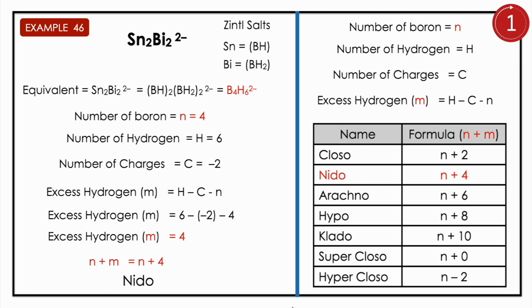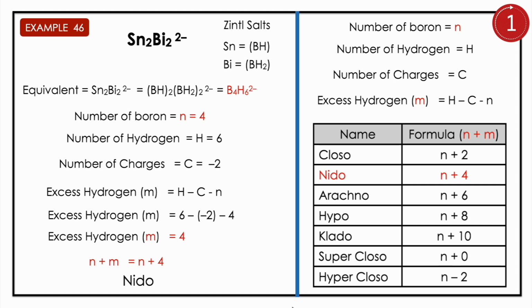Tin is in the carbon group. Boron equivalent will be BH. Bismuth is in the nitrogen group. Boron equivalent will be BH2. So if you substitute the boron equivalent, the structure will be BH BH2 twice, 2 minus. If you rewrite it, it will be B4H6 2 minus. The compound becomes simple boron, so we can apply the Wade's rule.